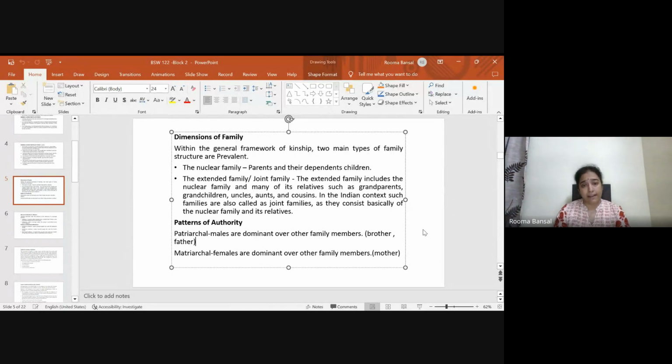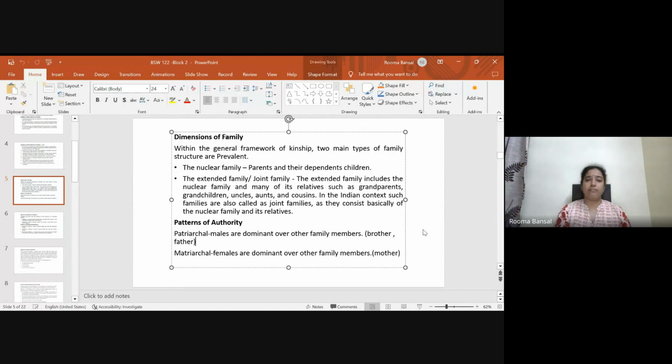Sometimes we find this kind of practice in a joint family also, where the grandfather is heading the family and he is taking the decision for his children and grandchildren also. Again, it comes under the patriarchal pattern of authority. The same is the case if an elderly female is heading the family and taking decisions for each and every person; then again it is a matriarchal pattern of authority.